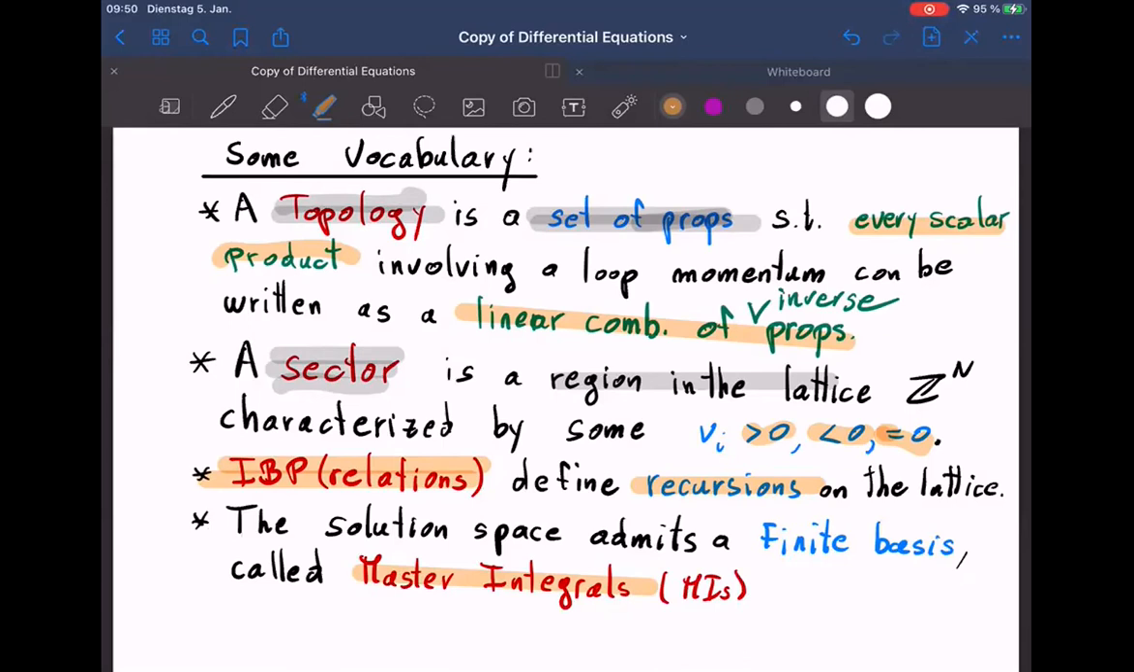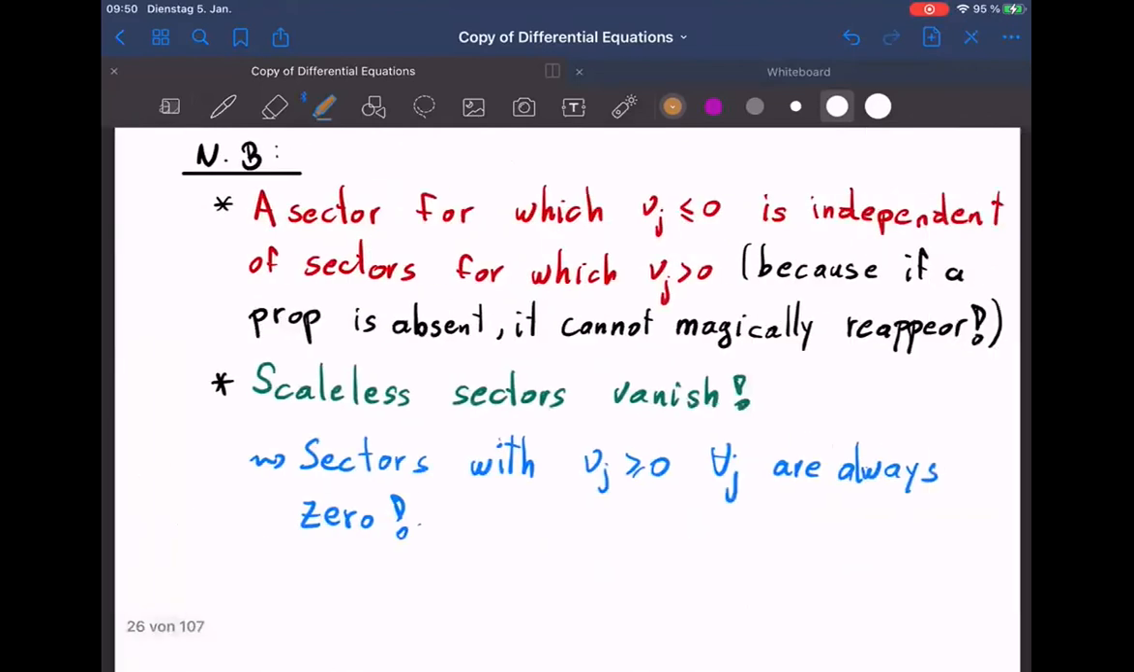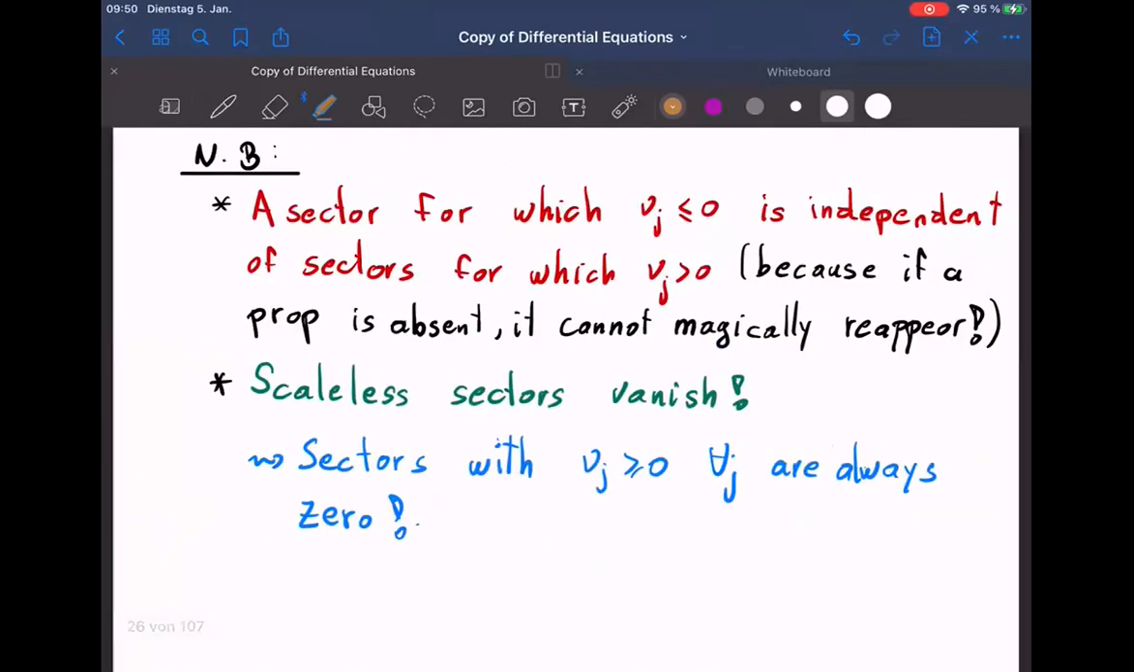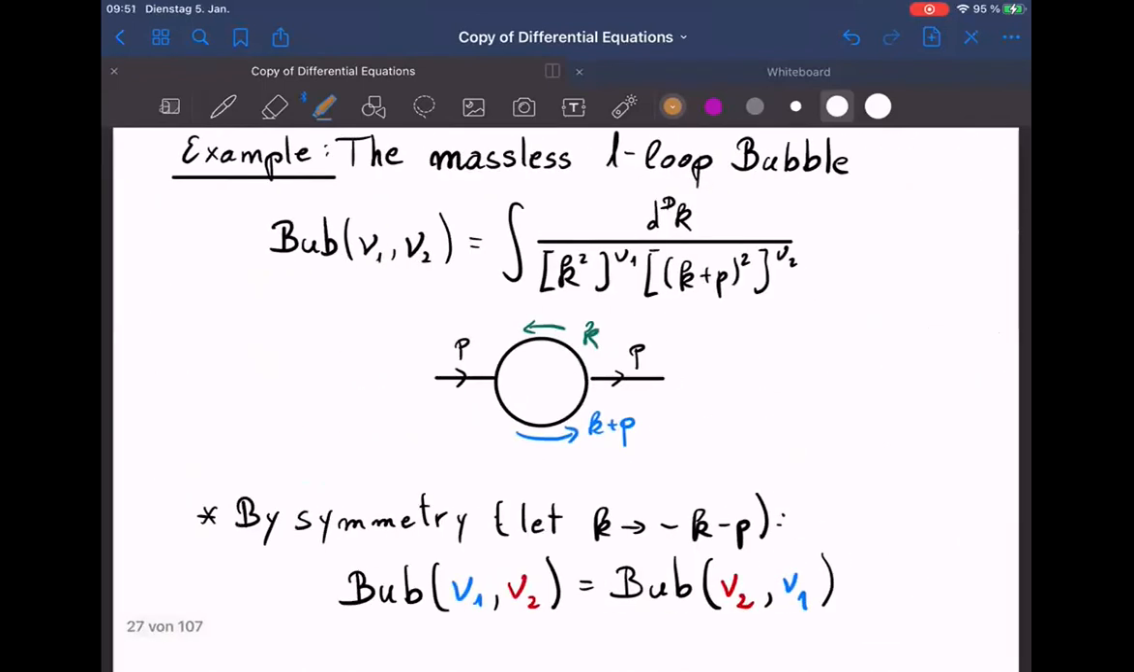So maybe let's wait 2 minutes, because then we see an example. So maybe then it's clearer. Okay, yeah. And if it's not clear, we can go back to it, okay? Okay. So maybe let's look at an example. Maybe that makes it better. Yeah, so let's first look at an example and then we go back to this comment.